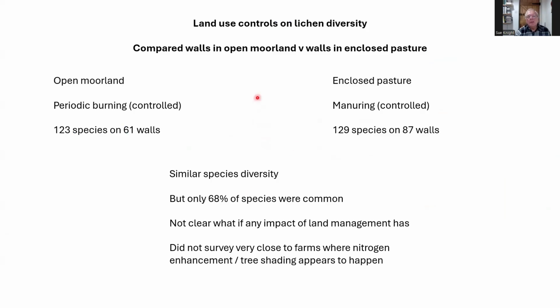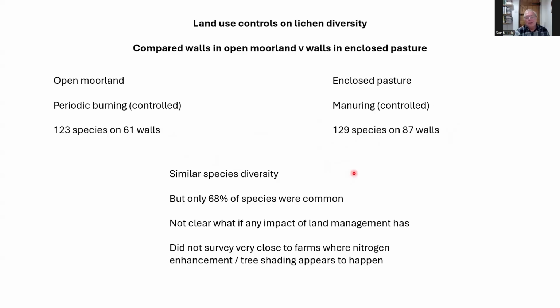We also looked to see if there was any control in the land use, and so we compared the walls that were on open moors versus those that were in the enclosed pastures. The open moors are subject to periodic controlled burning, whereas the enclosed pastures are subject to manuring, but not very controlled, natural manure only. We found 123 species on 61 walls in the open moorland and 129 species on 87 walls in the enclosed pastures. So there was a very similar species diversity.